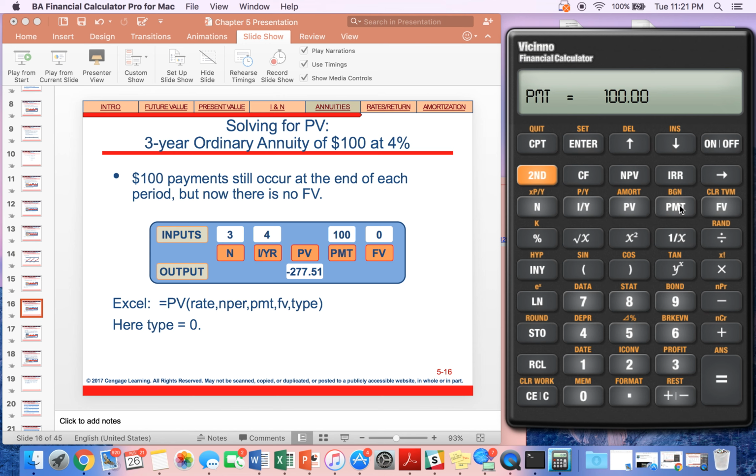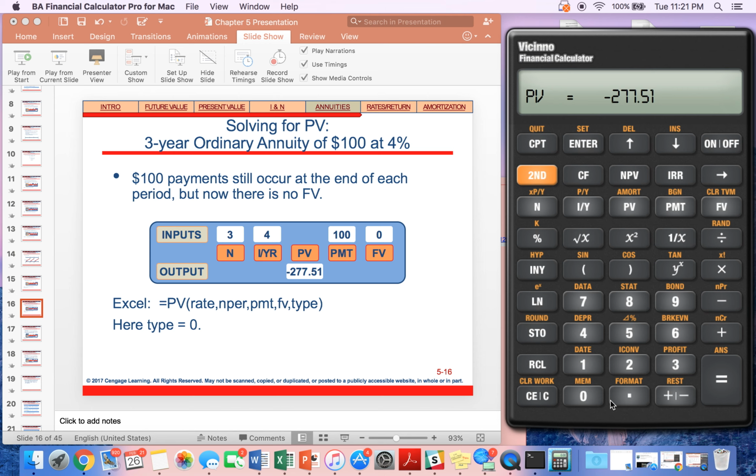$100 for our payment. And because we're solving for present value and we were not given a future value in this question, we're going to go ahead and plug in $0 for our future value. Your future value is not always 0 when you're calculating the present value of an ordinary annuity. Just in this question, we weren't given that variable, so we're just going to go ahead and plug in 0. But that does change, and you'll learn later on that that can absolutely be a factor. So we're going to go ahead and click Compute, Present Value.